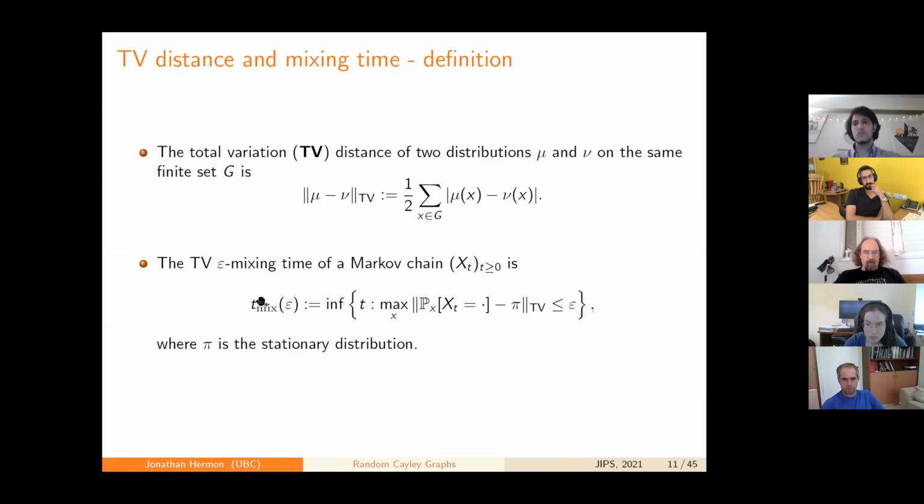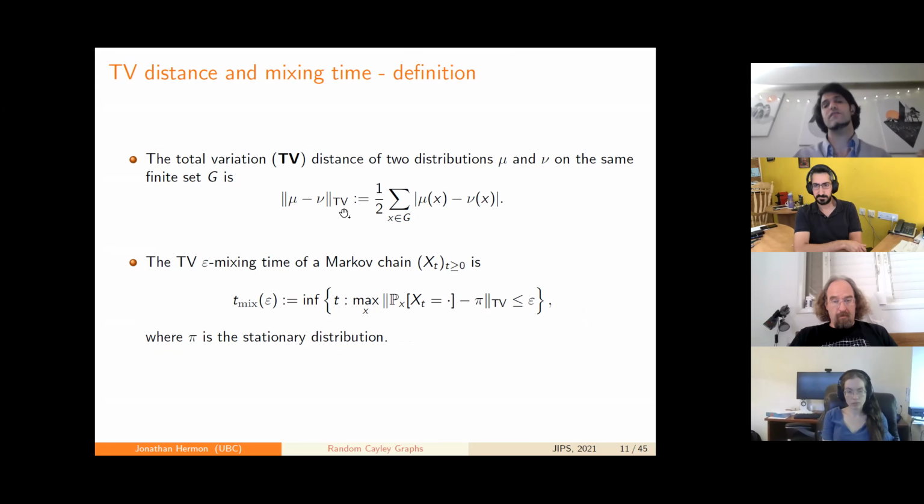Okay, so far I talked about things that are easy to define, like the spectral gap and the diameter. But now I want to go to sort of the main event, which is mixing times and cutoff. And for this, I need some definitions. So first of all, we need to pick our notion of distance between distributions, and this is going to be the total variation distance. So if we think about mu and nu as row vectors, this is just half the L1 distance. Okay. So these are going to be distributions on this finite group G.